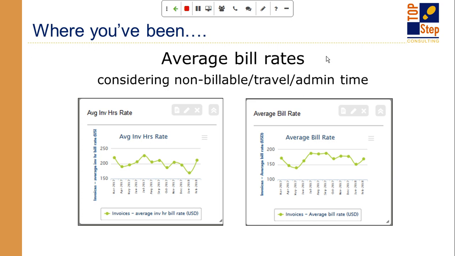Okay. So I'd like to factor that into the average bill rate so you can see that this is a combination of utilization along with the billing, so that you can see where your bill rates are trending and if you're hitting the average bill rate that you're really wanting to get, like the minimum bill rate that you should be getting.